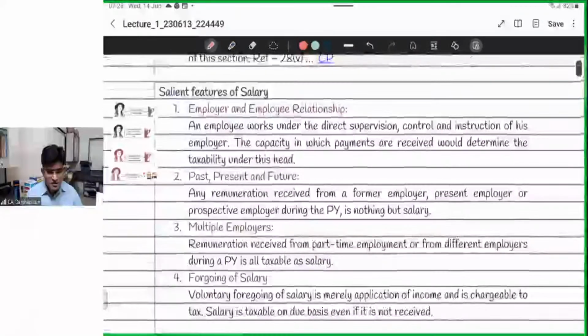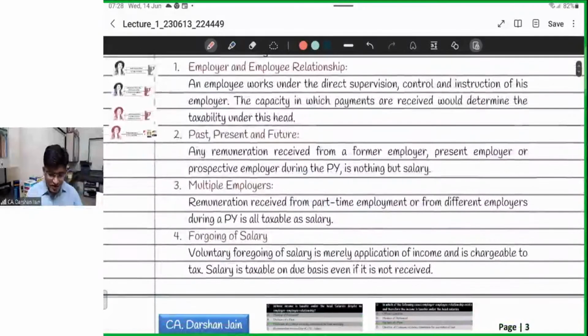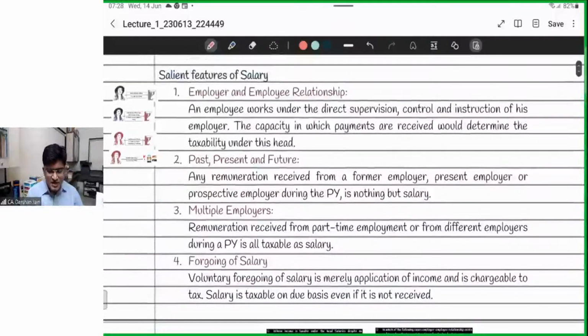Kiran, if you be specific, I'll try and explain what you did not get. Or you just go through the lecture once again. But it is simple. Salary is taxable on due or receipt basis, whichever is earlier.